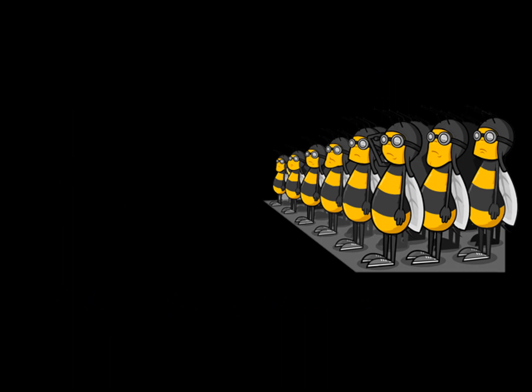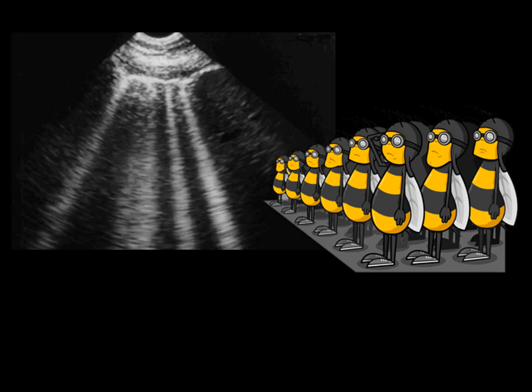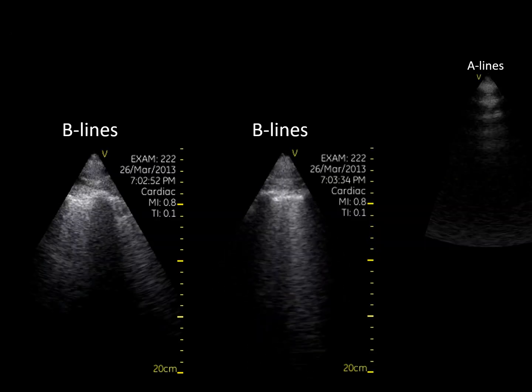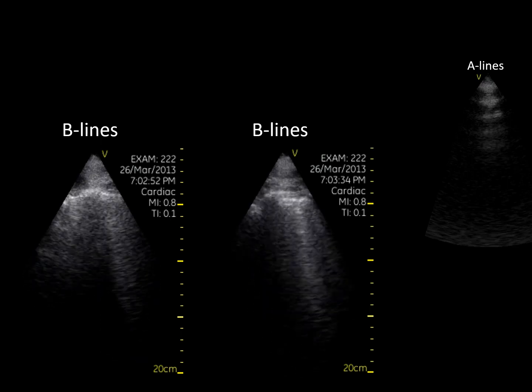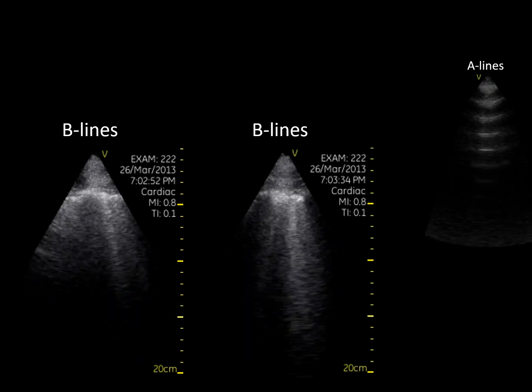The B-line is a comet tail artifact arising from the pleural line that is well defined, hyperechoic, and moves with lung sliding. It erases A-lines and spreads to the edge of the screen. B-lines are an important finding. They indicate interstitial syndrome and exclude pneumothorax.